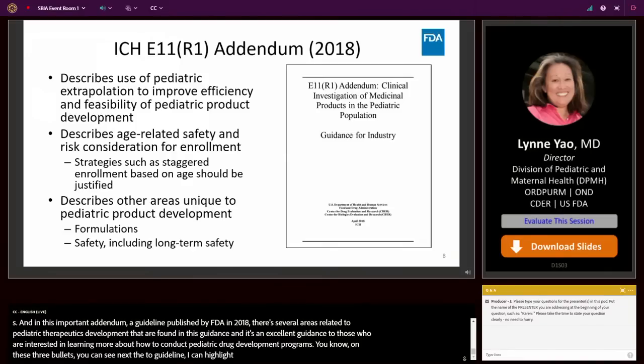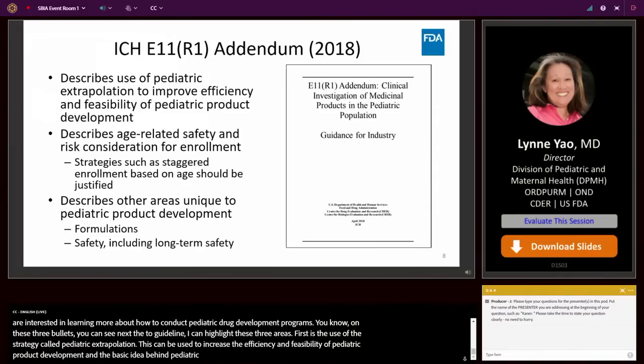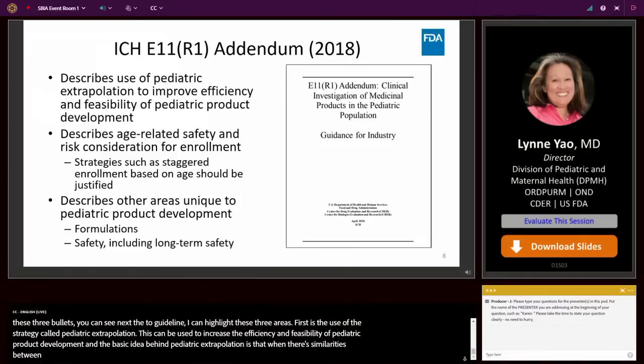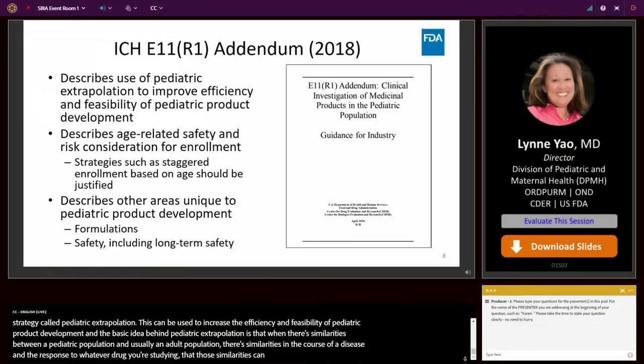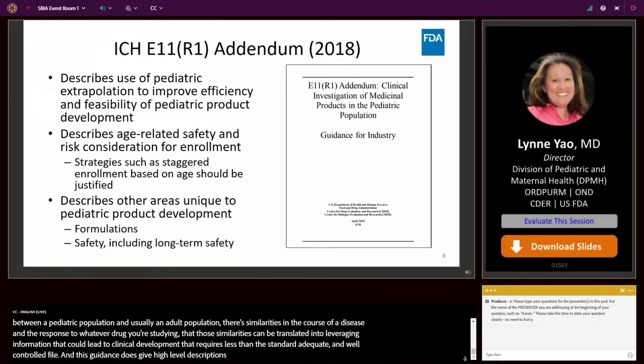The first is the use of a strategy called pediatric extrapolation. This can be used to increase the efficiency and feasibility of pediatric product development, and the basic idea behind pediatric extrapolation is that when there are similarities between a pediatric population and a reference population, usually an adult population, in the course of a disease and the response to whatever drug you're studying, those similarities can be translated into leveraging information that could lead to clinical development that requires less than the standard adequate and well-controlled trial. And this guidance does give some high-level descriptions of pediatric extrapolation.